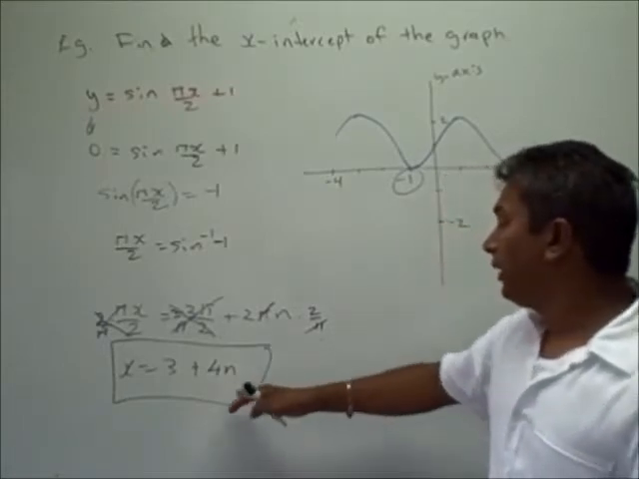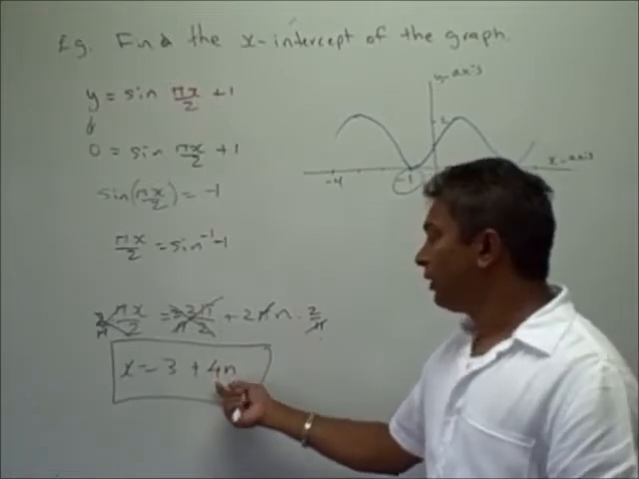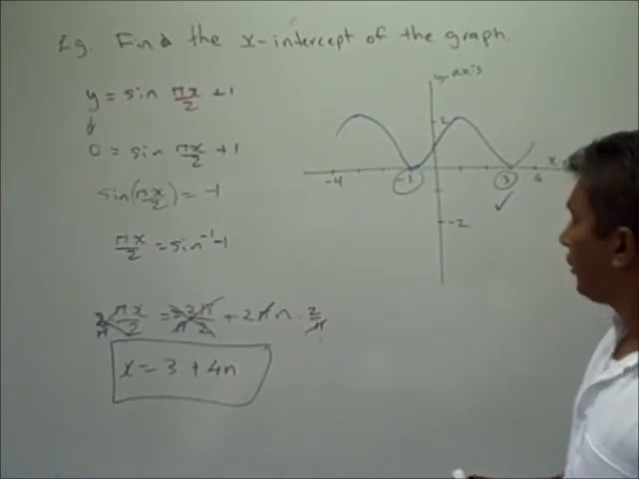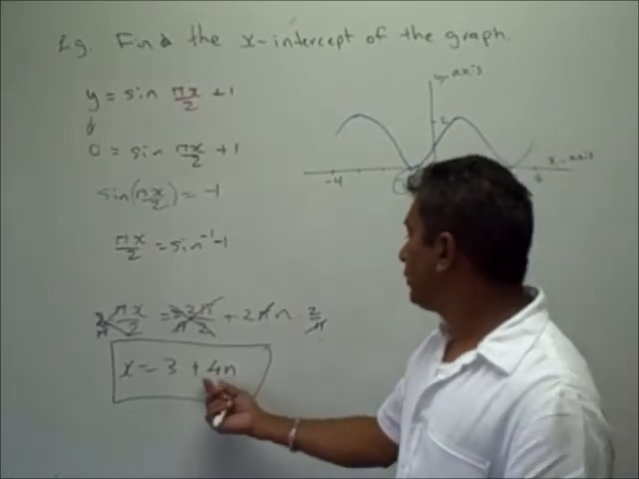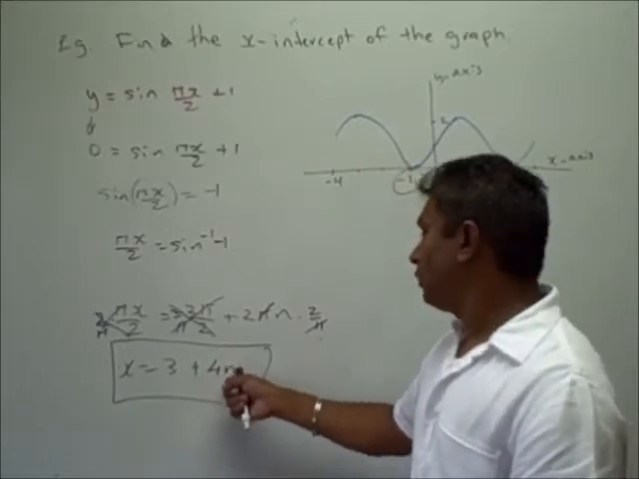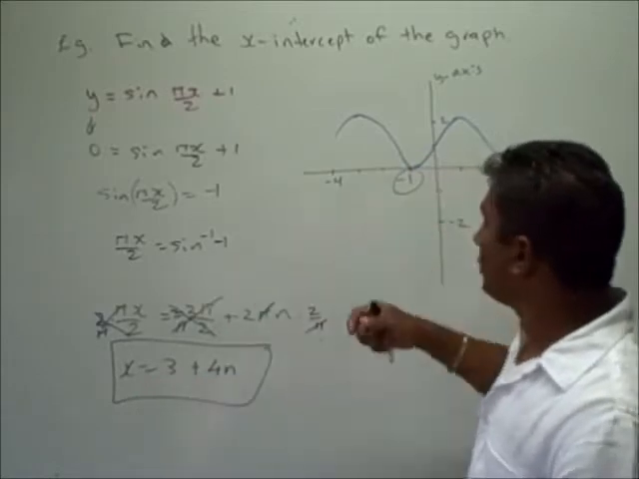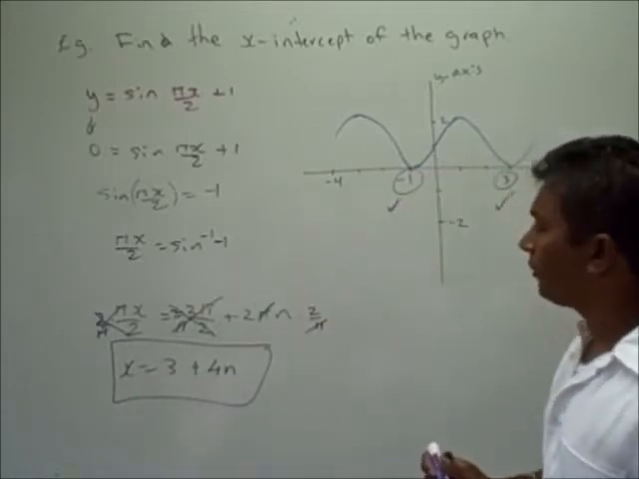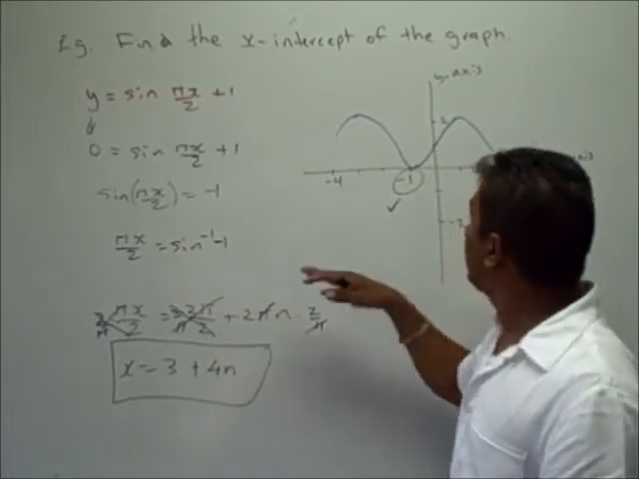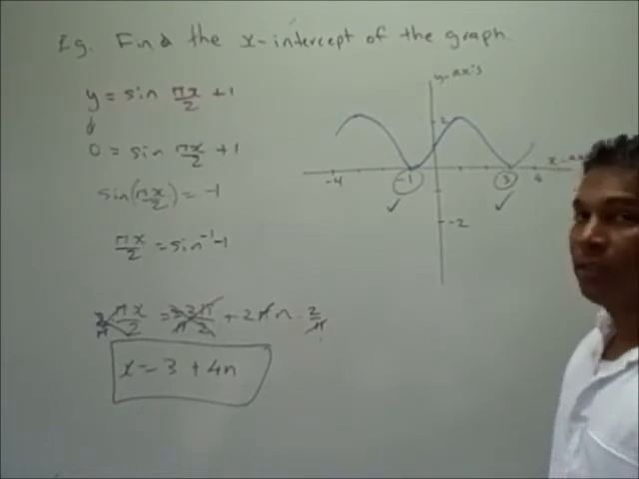So if n is equal to 0, this becomes 4 times 0, which is 0, and 0 plus 3 is 3. So here we get our value of 3. When n is equal to -1, this is 4 times -1, which is -4, and -4 plus 3 would be -1. So here we have our second intercept. And by choosing any integer value for n, we can get our infinite possibilities for our x-intercept.